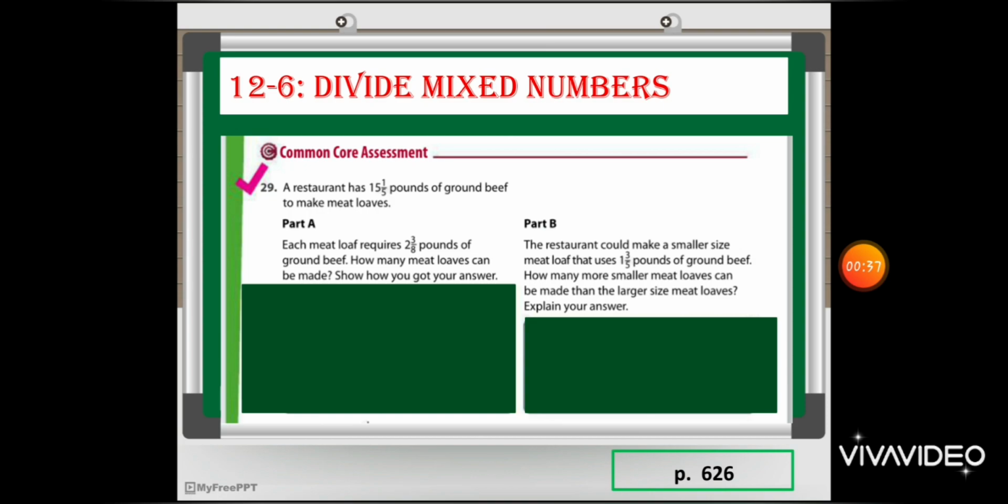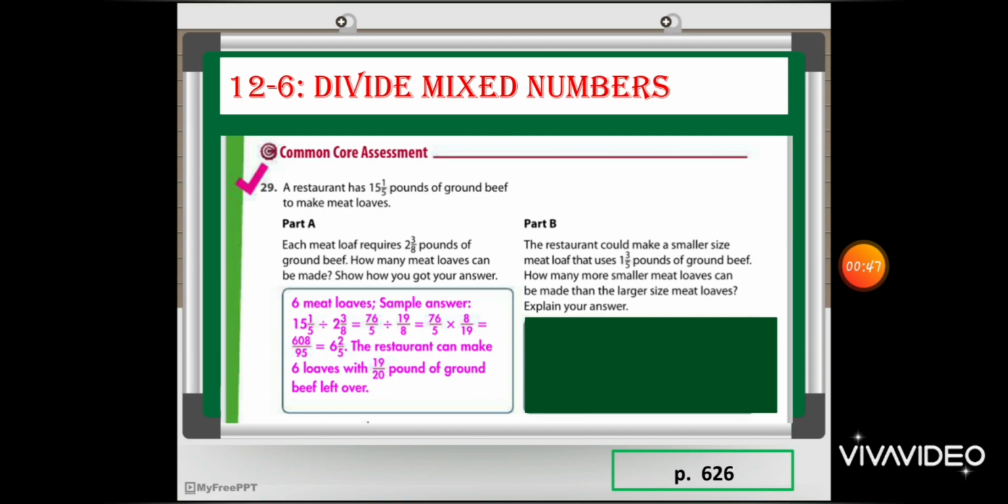Each meatloaf requires 2 3/8 pounds of ground beef. How many meatloaves can be made? So how are we going to answer this? First, you have to write 15 1/5 divided by 2 3/8. This mixed number should be changed to fractions. So we have 76/5 divided by 19/8. Then, changing it to multiplication equation, so we will have 76/5 times the reciprocal of our fraction divisor.